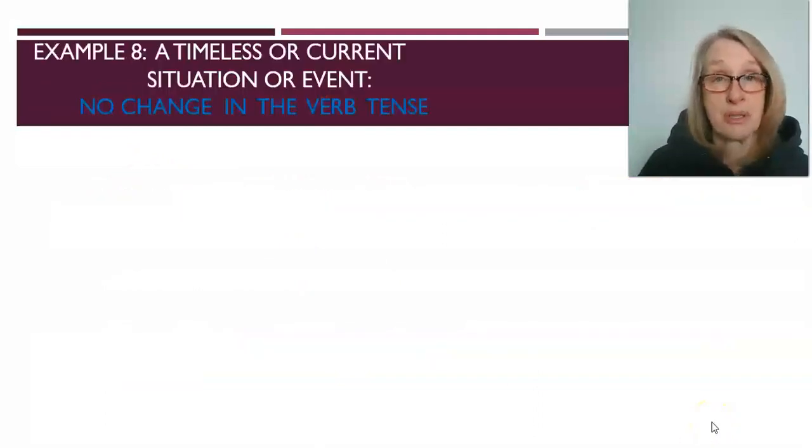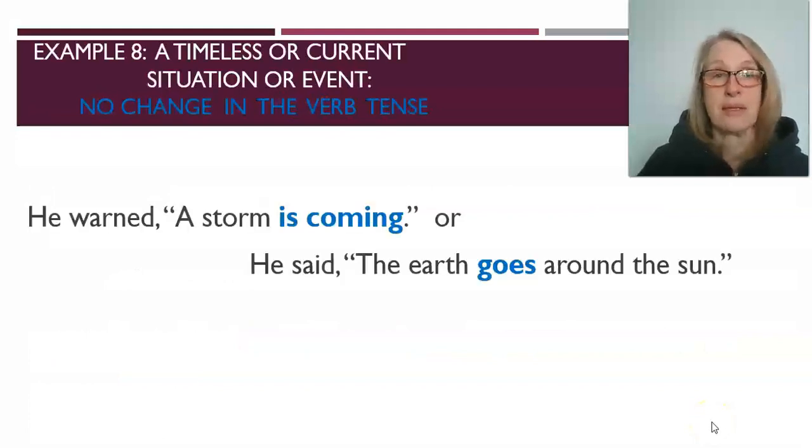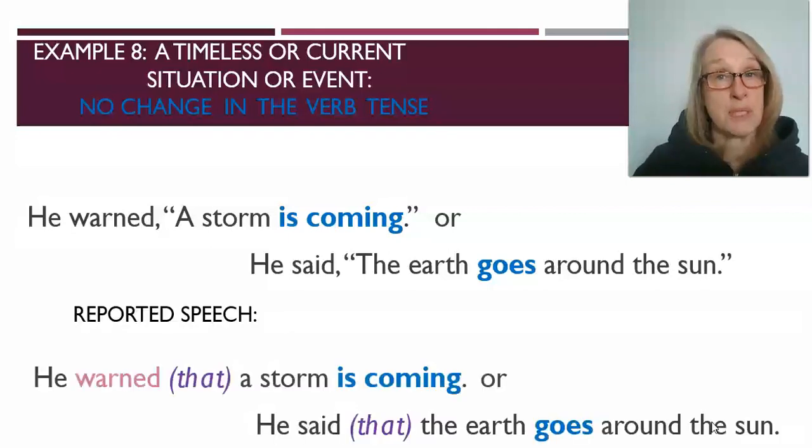There are some exceptions to this. When you have a situation that is either timeless, so it's always true, it never changes, like the earth goes around the sun, or if there is something that is currently happening, he warned a storm is coming. In these situations, you don't need to change the verb tense. So it's going to look like that. He warned that a storm is coming, or he said that the earth goes around the sun. So when the situation is always true, or when it's currently happening, you don't need to change the verb tense when you report the speech.